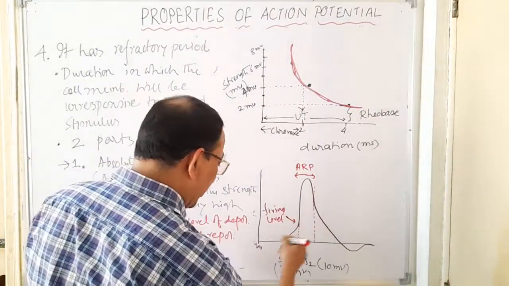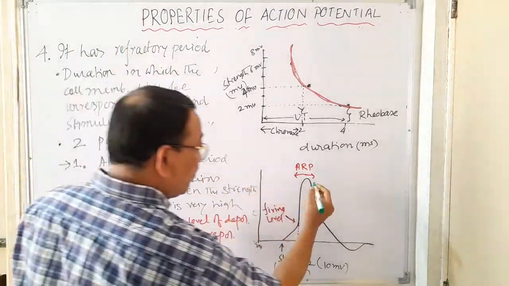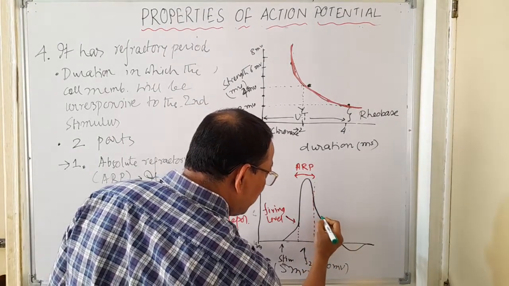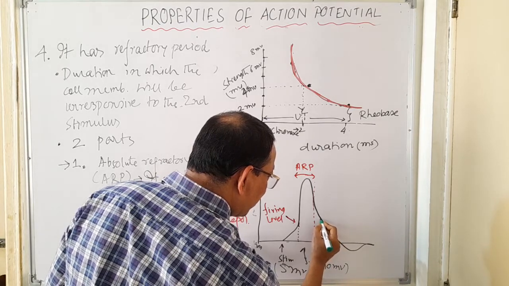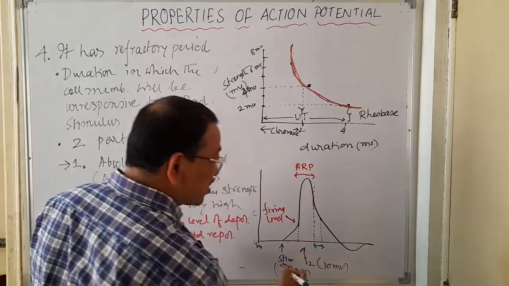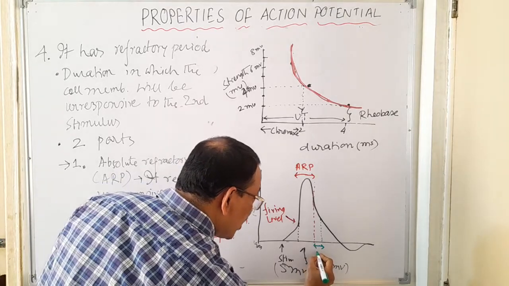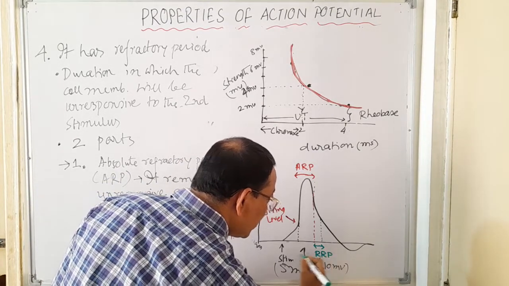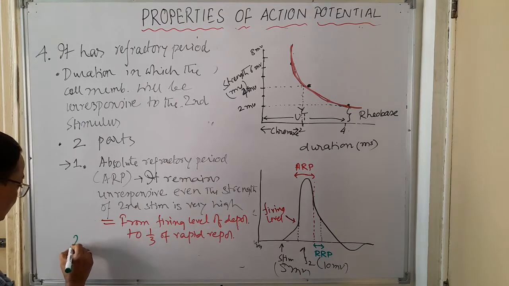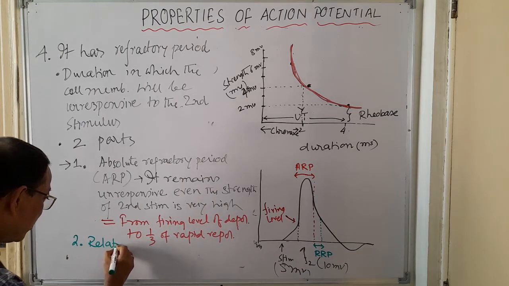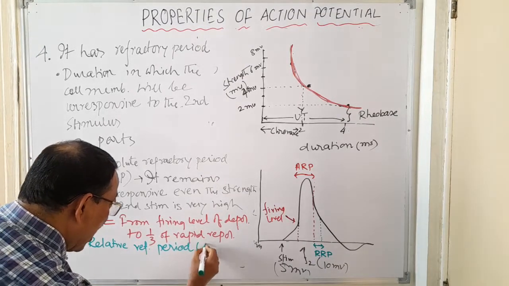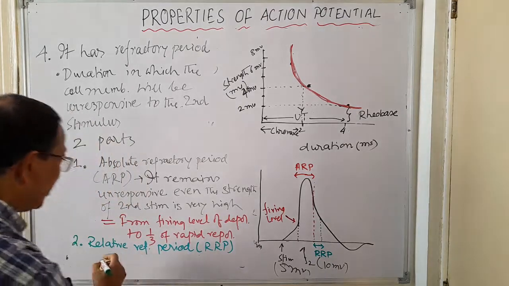Now in the second half of the refractory period, what's happening? At the end of the absolute refractory period, up to the beginning of the after-depolarization, this is the part which is known as the relative refractory period, or RRP. So in this phase, what happens?